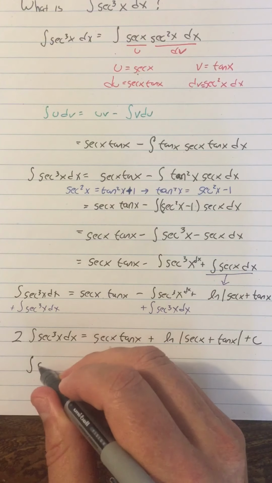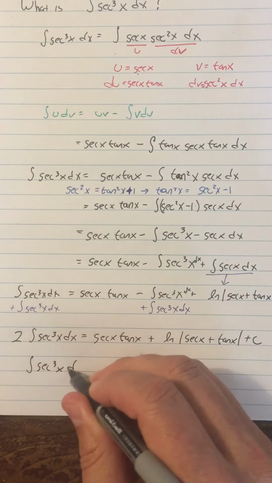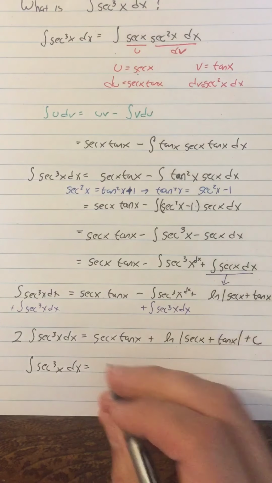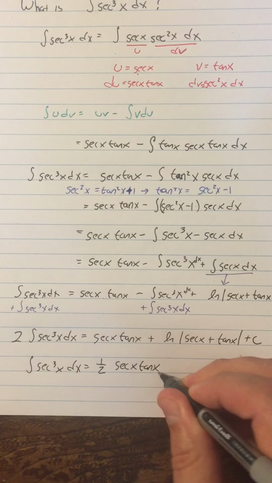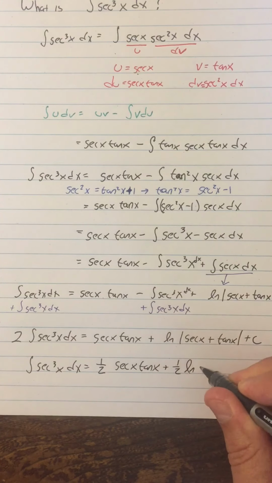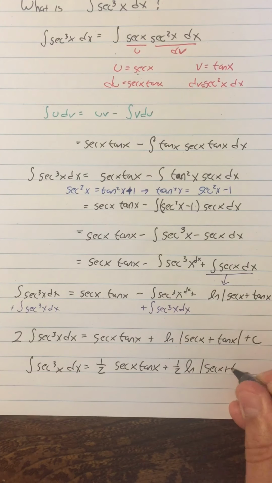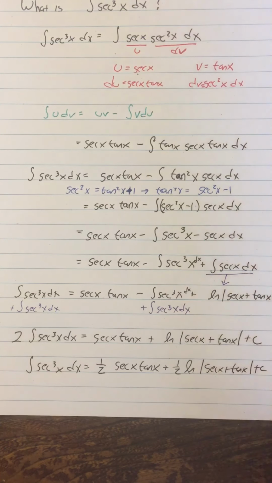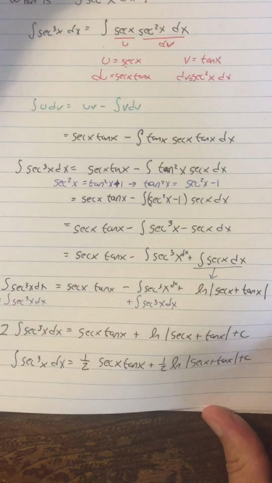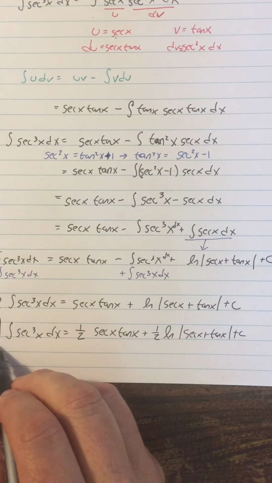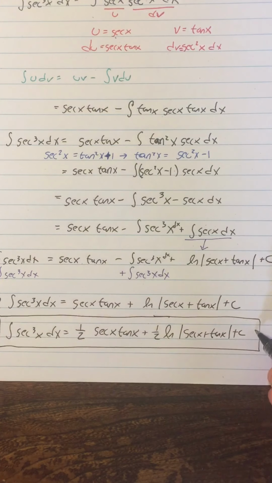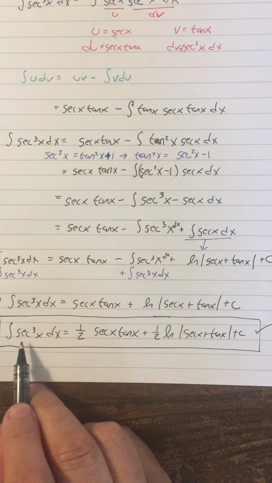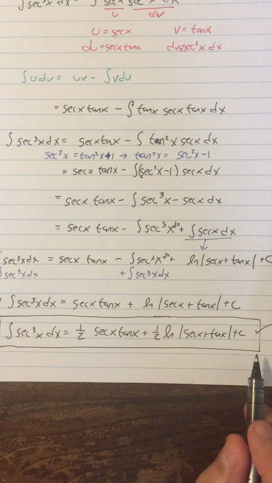And then I have integral secant cubed x dx equals, so I could put the whole thing over 2, but I find it a little easier to write if I do 1/2 secant x tan x plus 1/2 ln absolute value secant x plus tan x plus c, and that is what the integral of secant cubed is. So again, in your homework, you can take this as a given result. So in your homework, whenever you hit an integral of secant cubed, you can just use this antiderivative.